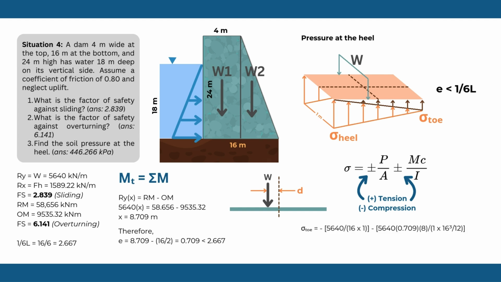So, ang P-value natin is yung force 5,640 kilonewtons. Area ng base is 16 by 1 meter. Then, yung moment na force natin about the centroid is 5,640 times distance na 0.709. Yung C-value, which is the distance of the centroid from the analyzed position of pressure, is just equal to half of 16, which is 8 meters. Then, yung moment of inertia natin is base times height cubed over 12. So, base is 1 meter, then H value natin is 16. This will lead us to a pressure value of negative 446.266 kilopascals.